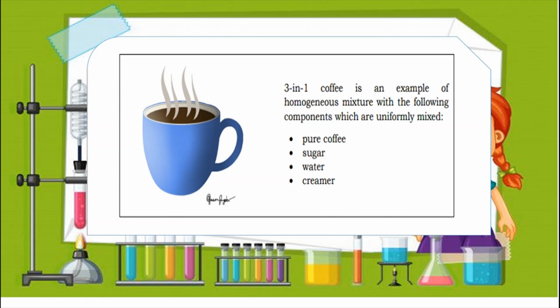So, mao na siya gitawag og homogeneous mixture. No? Dili na gyud nimo makita kay nahalo naman sila, uniformly mixed na gyud sila. So, hinumdumi children, homogeneous mixture, uniform. So, pareho na sila tanan. Di na nimo makita si creamer, si sugar, o si pure coffee. Okay. Mao na siya example sa homogeneous mixture.